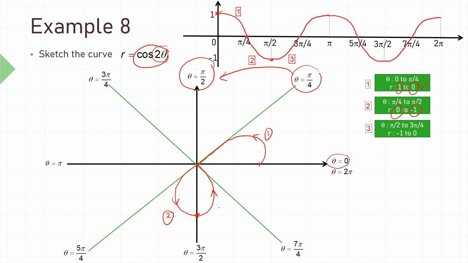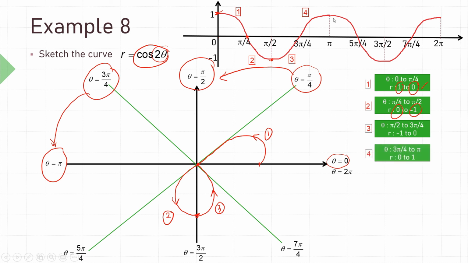So that is it for part 3. Now for the fourth part, from 3 pi over 4 until pi, we want to go from this to this. At 3 pi over 4, r is 0, and at pi it is 1, so we go from 0 to 1, maybe 1 is somewhere around there. So it goes this way, something like that. So that's the direction.